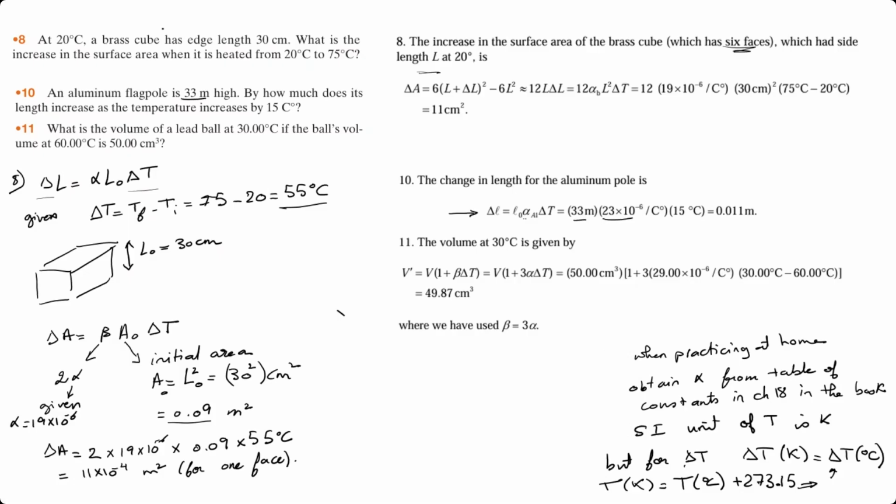Most coefficients of linear expansion are of the order of magnitude 10 minus 6, 10 minus 5 for solids. And delta T is the change in temperature. The increase in temperature is given to be 15. So this is delta T itself. Delta T is 15. We substitute that here, and we can find the change in the length of the aluminum flagpole.